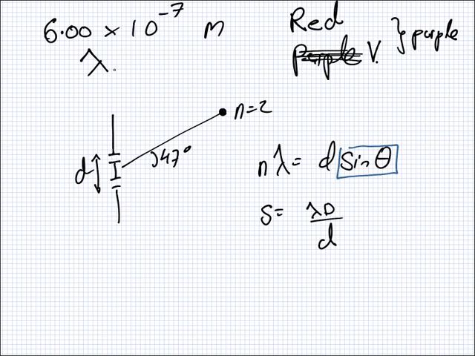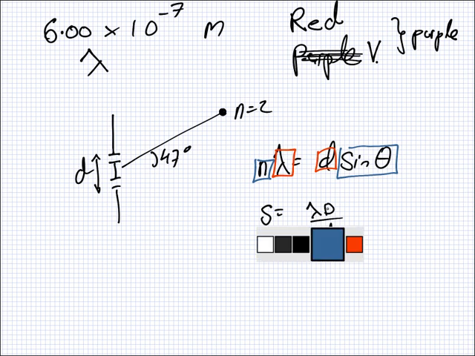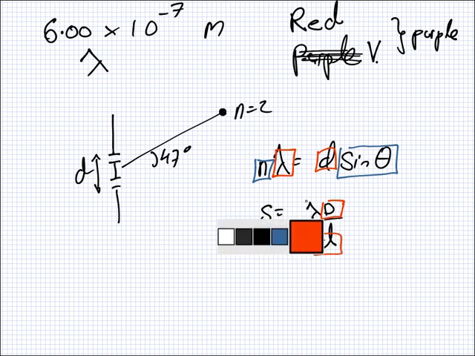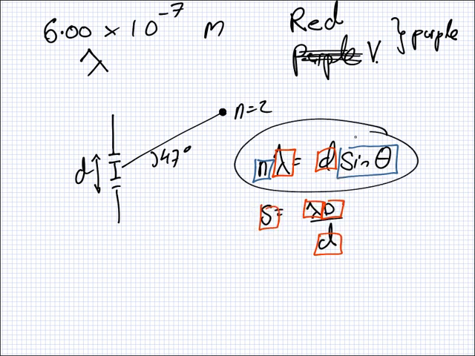Yeah, but we don't know the wavelength of the purple. Now, it might not affect the answer much because these will be quite similar. So I'll just put a red circle around it. We know the n and we don't know the D. We don't know how far away it is from the screen. We don't know this. So we really have to use this formula.